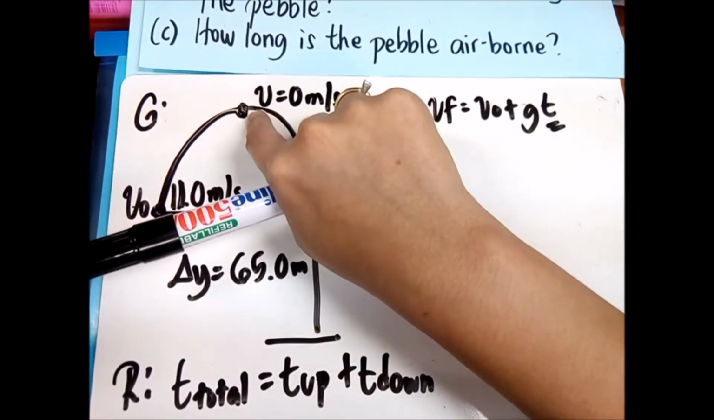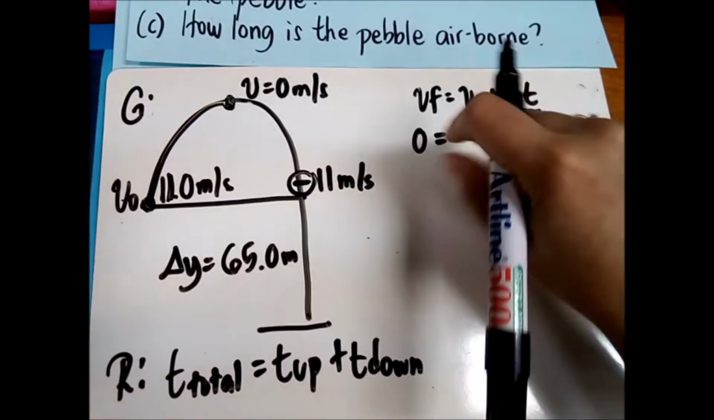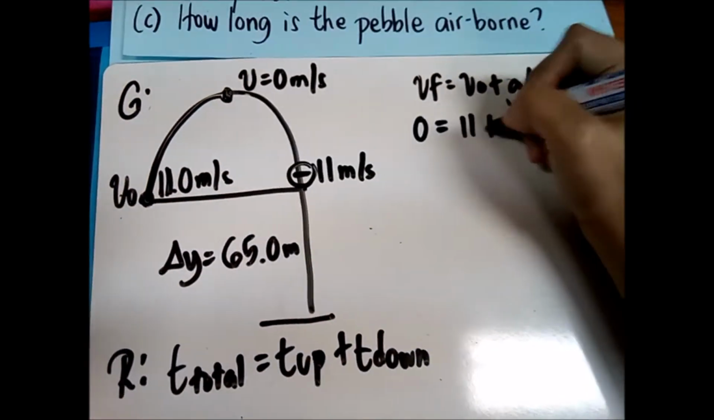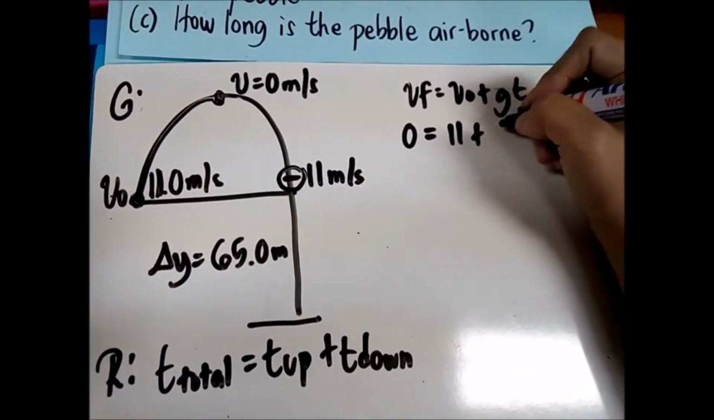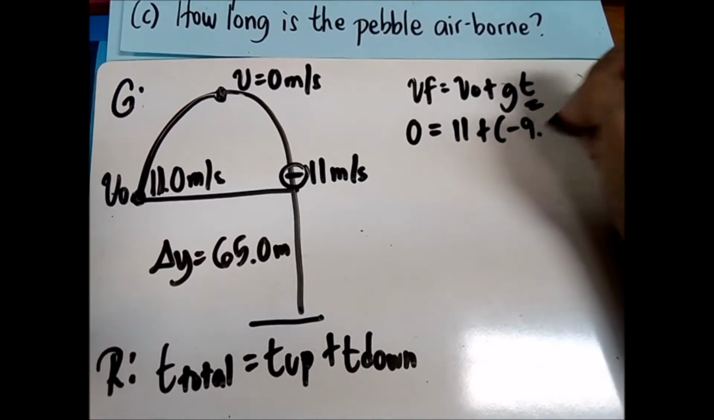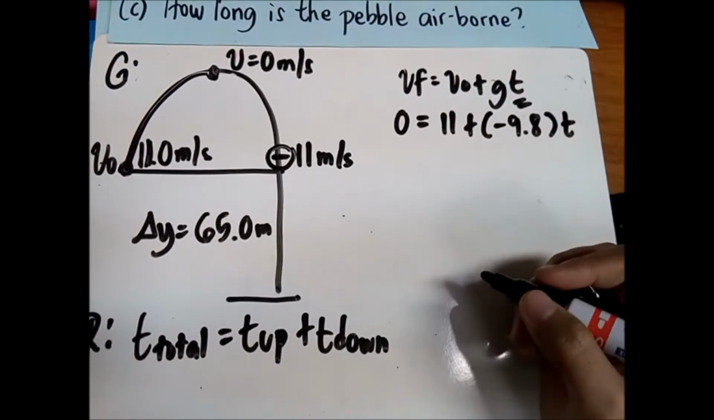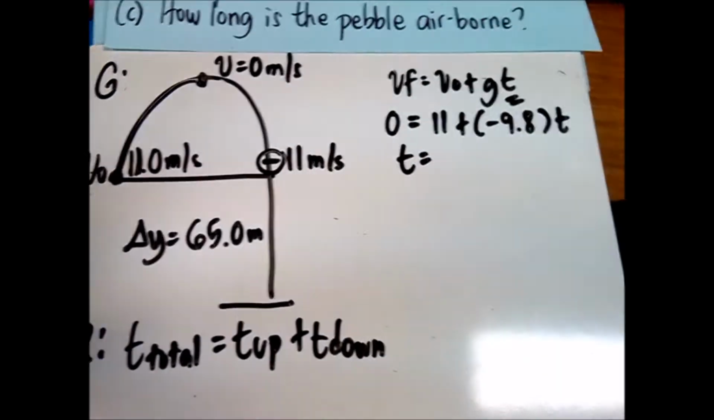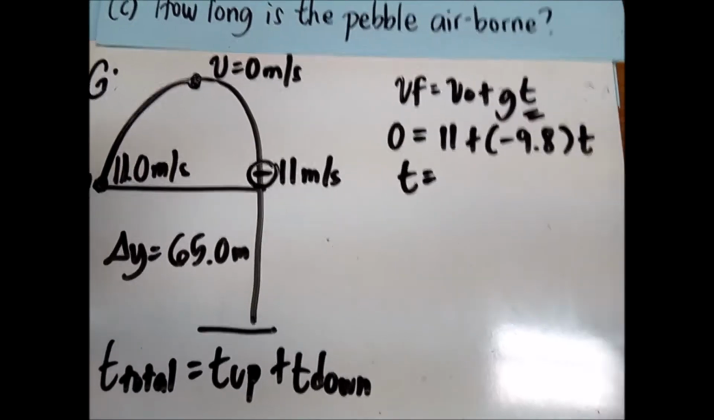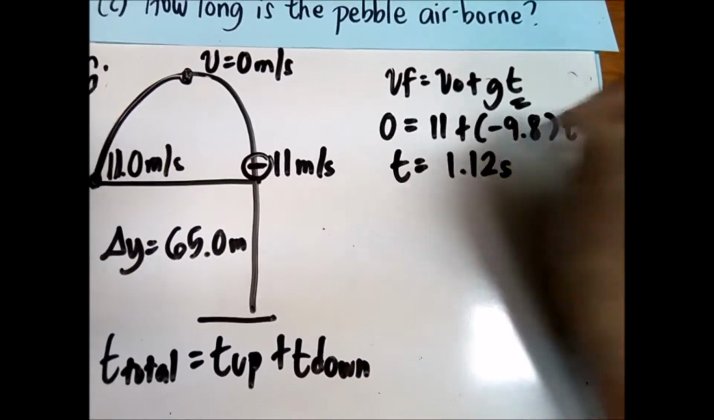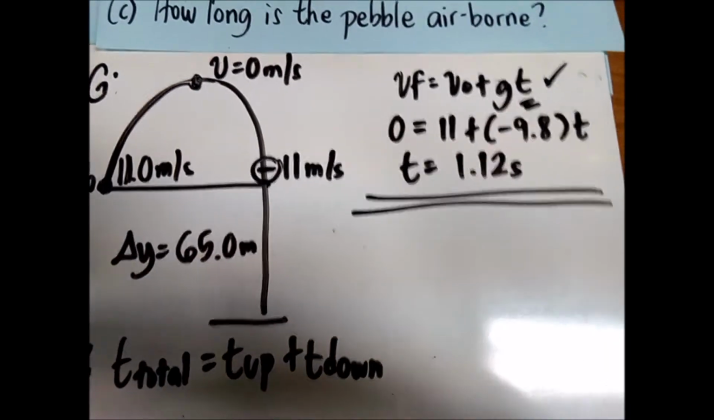So this is our final velocity. So 0 equals V initial, which is 11. I will disregard the units and significant figures for now, plus G is negative 9.8 times T. Okay, so you have one equation, one unknown. You can compute for time, and time up is equal to 1.12 seconds.